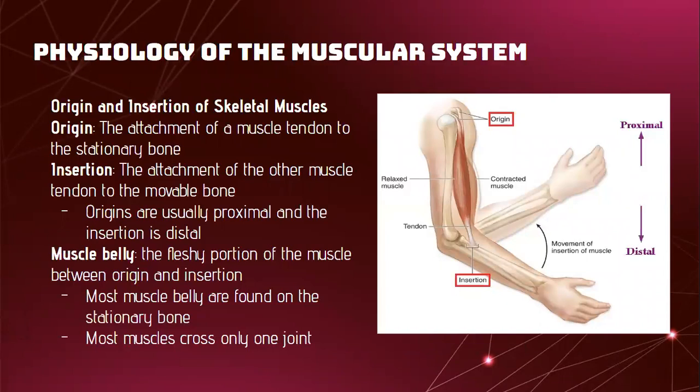Okay, so now we're going to focus more on the physiology of the muscular system. There's something called an origin and insertion. They exist for every skeletal muscle. Basically, the origin is the attachment of a muscle tendon to a stationary bone, and the insertion is the attachment of the other muscle tendon to the movable bone. So origin, stationary. Insertion, movable.